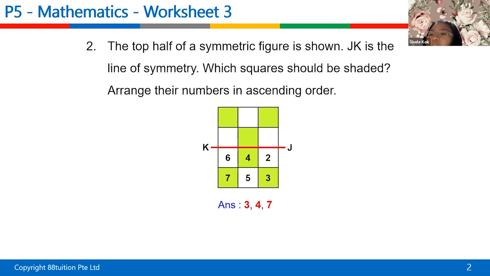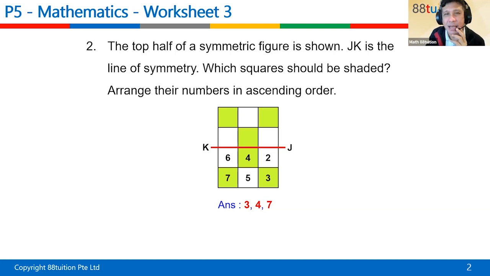Actually, at first I didn't read the last part that they said, arrange their numbers in ascending order. And your answer was? At first my answer was 7, 4, 3. Then I said, how come there's another extra question popped up? Then I just decided to read it, and I finally found out it was 3, 4, 7. Yes. Okay, well done.